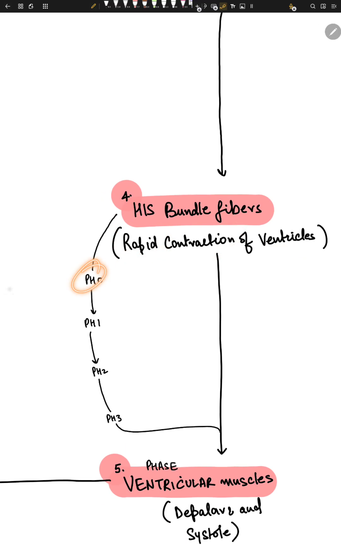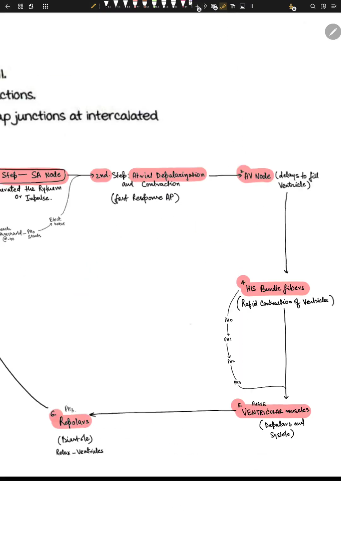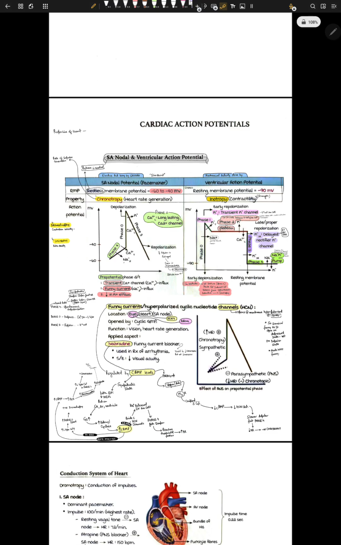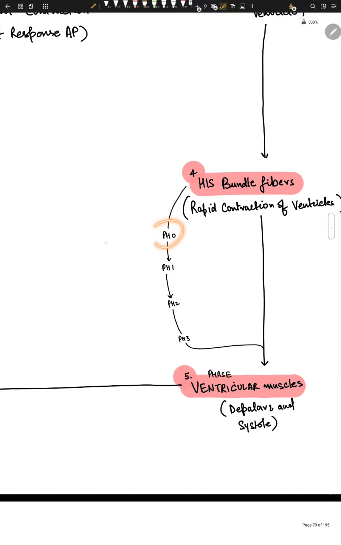So phase 0 starts, right? Phase 0. I hope you remember that phase 0. Phase 1, phase 2, the contraction is happening right now. Once the contraction happens, ejection of blood happens. So blood is removed from the ventricles. Now this phase 3 starts. We have this delayed potassium release out of the cell. It relaxes, so phase 0, phase 1, phase 2, phase 3, it happens like that.